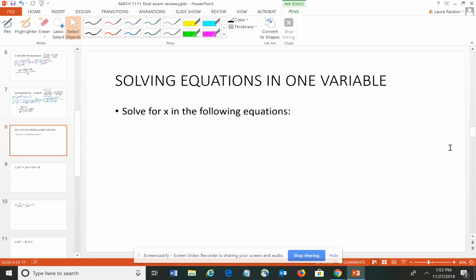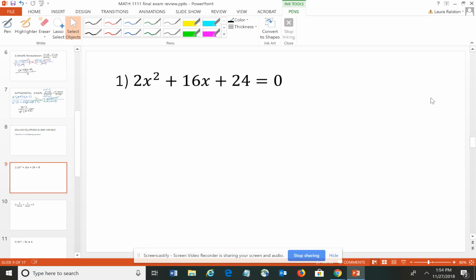We're picking up with the Math 1111 final exam review, and we're on the second grouping of questions where it's talking about solving equations in one variable. The instructions for this group of questions is to solve for x in the following equations. If we take a look at the first one, we have 2x squared plus 16x plus 24.